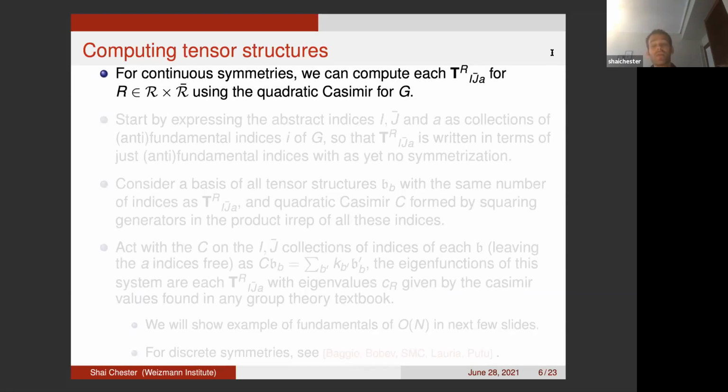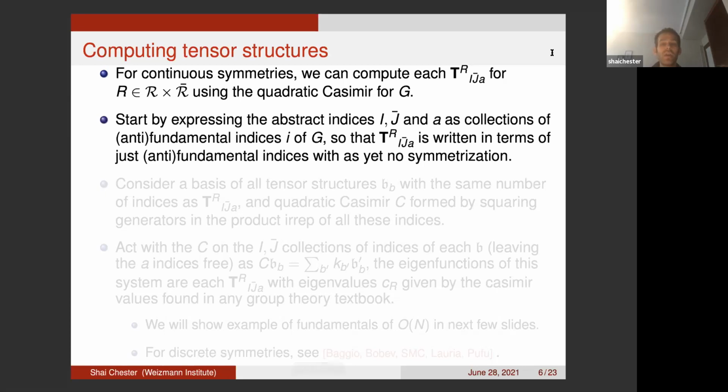Okay, so the obvious question is, how do you compute these tensor structures? We will start by considering the case of continuous symmetries, which is the case most often encountered. In that case, we can compute each tensor structure by using the quadratic Casimir for the group G. This is just one way of computing it. I'm sure there are other ways, but this is the way I personally find simplest, and it's very general. It works for pretty much any case. First, I'm going to give an abstract description of how to compute these tensor structures, and then I'm going to give a practical example in case the abstract description is too abstract.